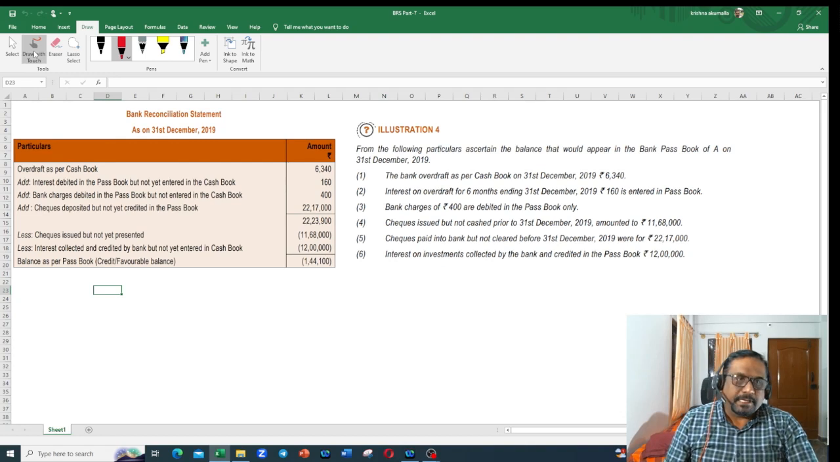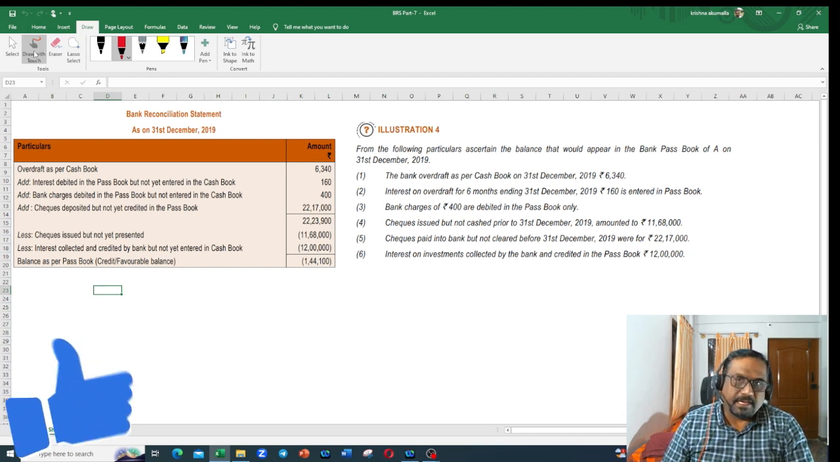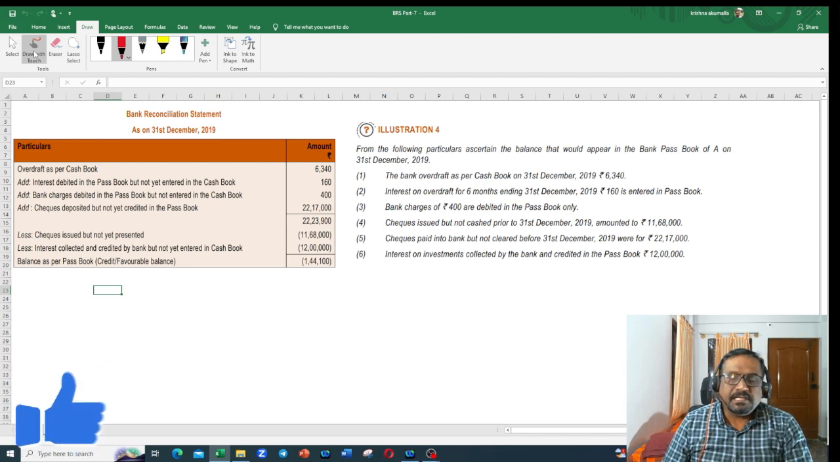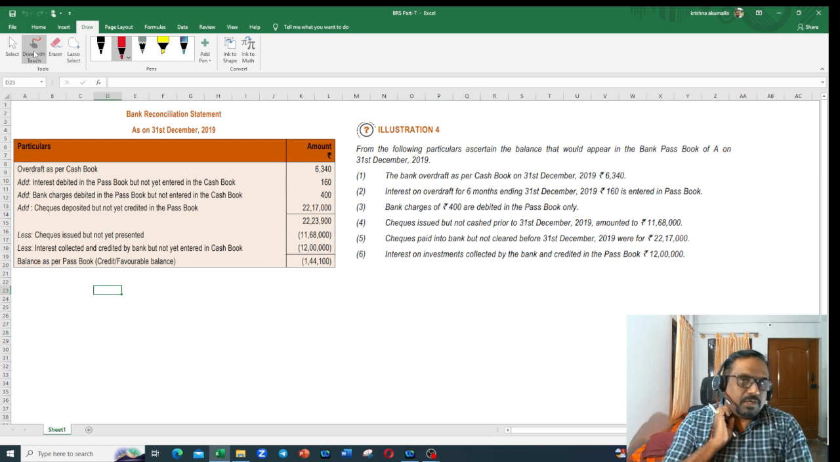Okay, guys, let us read the problem. From the following particulars, ascertain the balance that would appear in the bank passbook of A on 31st December 2019. He is asking us to ascertain the bank passbook balance. What are the details given in the problem? The bank overdraft as per cash book on 31st December 2019 is 6,340. What is this overdraft? We are going to discuss everything.